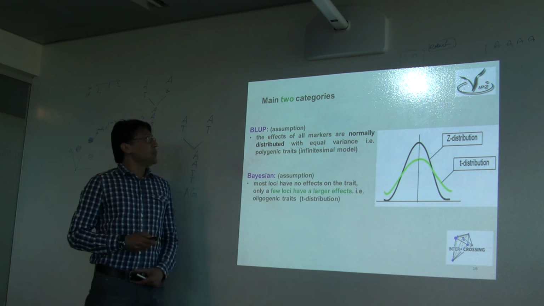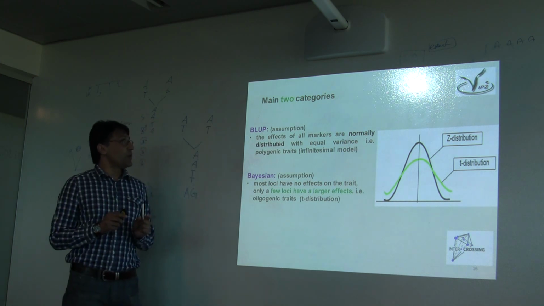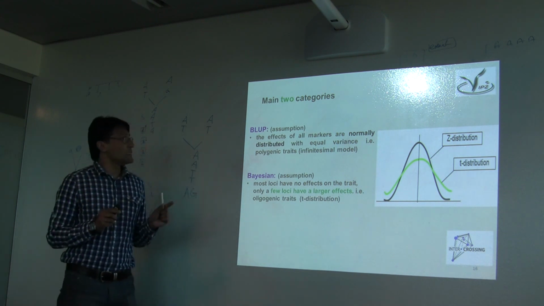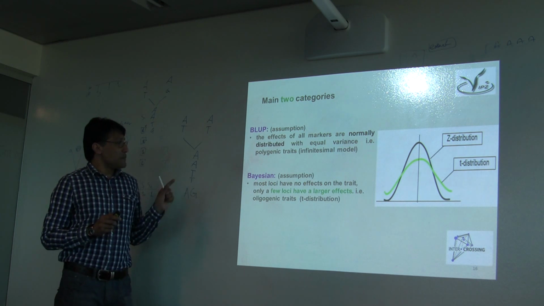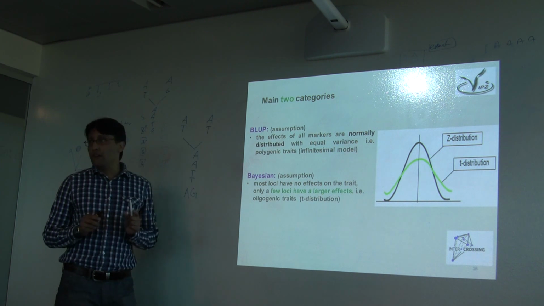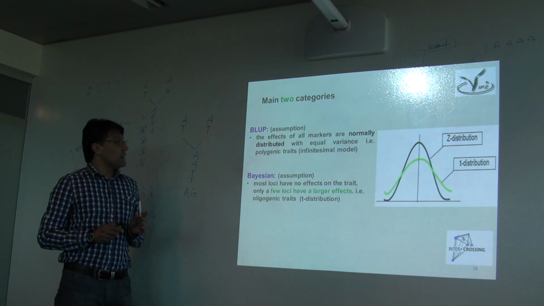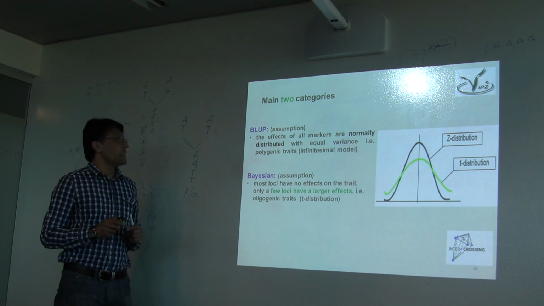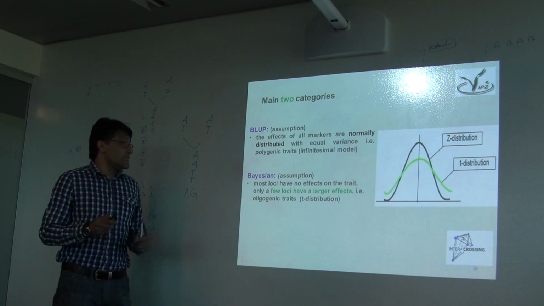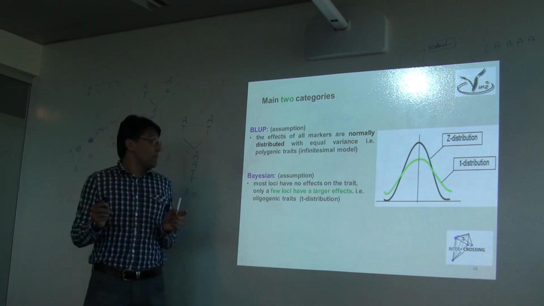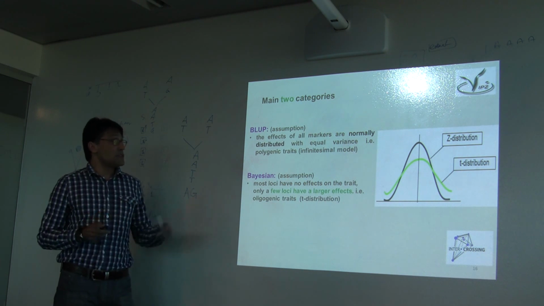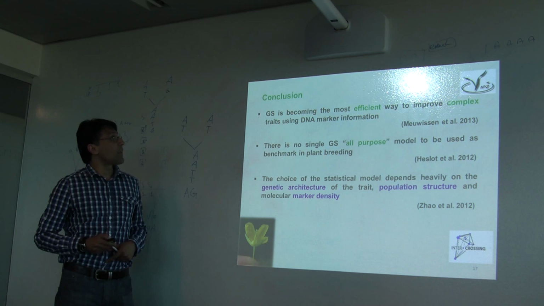Now, we can generally put these models into 2 categories based on the prior assumption of the markers. For the BLUP, the assumption is that the effects of all markers are normally distributed with equal variance, and it is used in the case of polygenic traits. The assumption for the Bayesian statistics or models is that most loci have no effects at all. Only a subset of loci have larger effects, and it is used in the case of oligogenic traits.